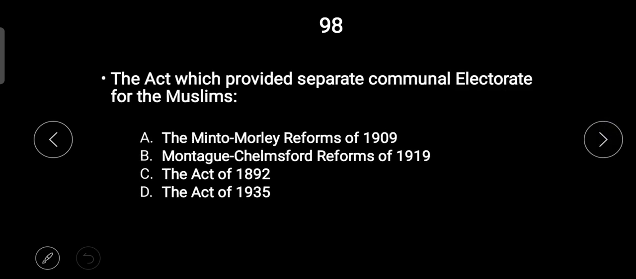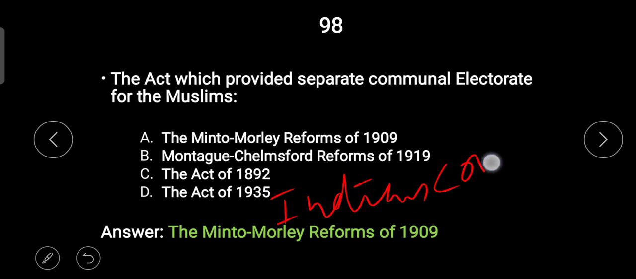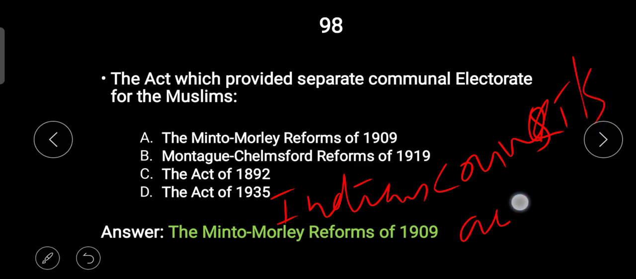98, the act which provided separate communal electorate for the Muslims: the Minto-Morley reforms of 1909, Montagu-Chelmsford reforms of 1919, Act of 1892, or the Act of 1935. Answer is the Minto-Morley reforms of 1909. This is also called Indian Councils Act of 1909. Okay, it's a series of reform measures enacted in 1909 by the British Parliament.